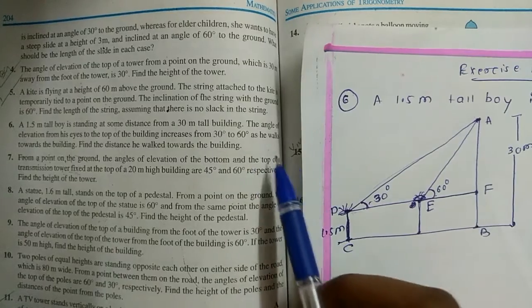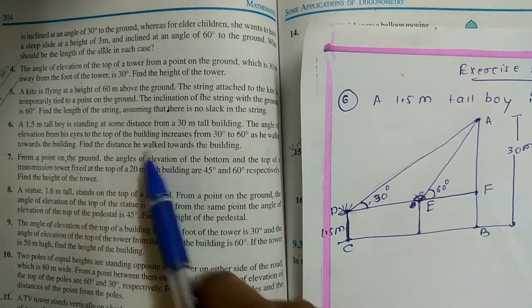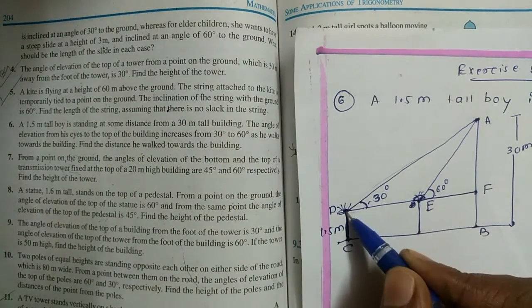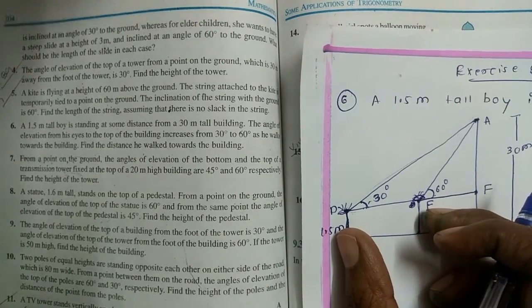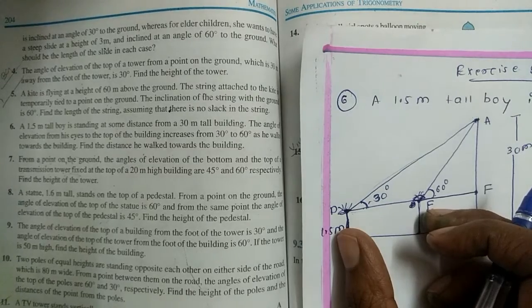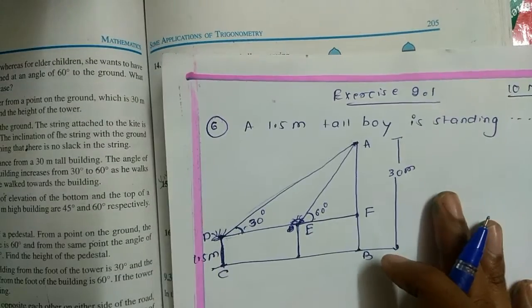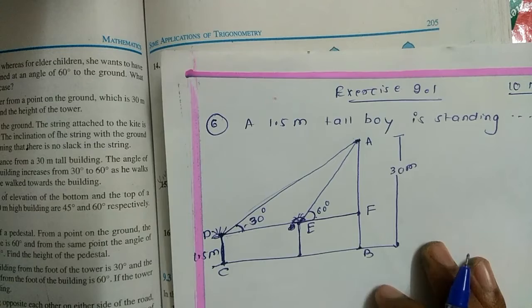So what have they asked us to find out? Find the distance he walked towards the building. So he walked from D to E, isn't it? So we need to find out DE. First of all, we will write which things we have considered, and then we'll move to the solution.